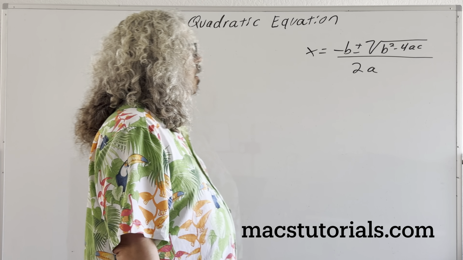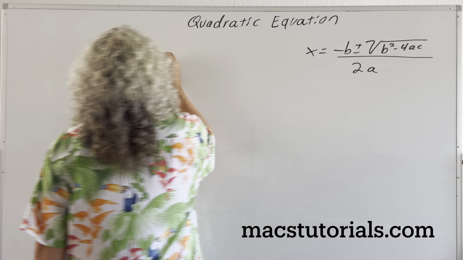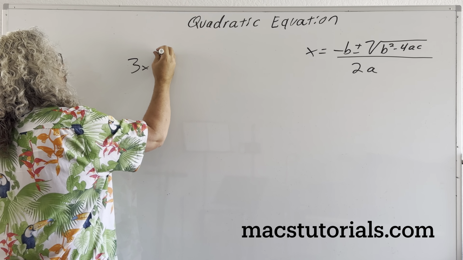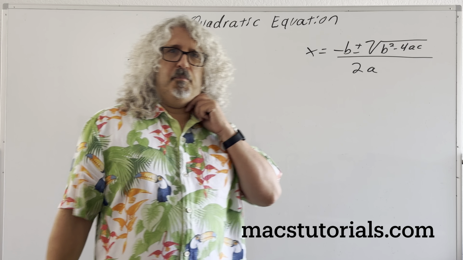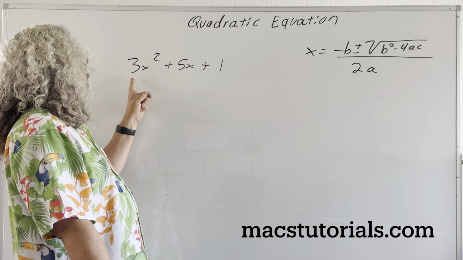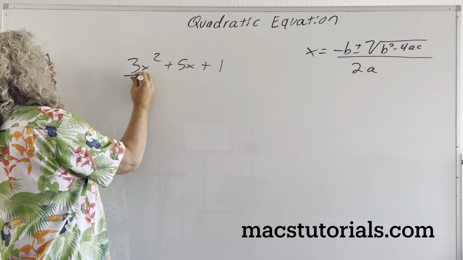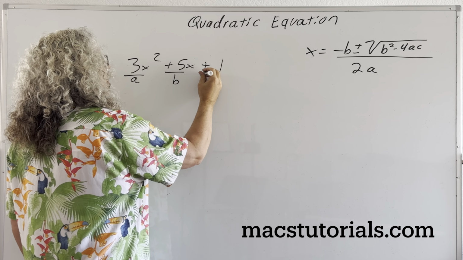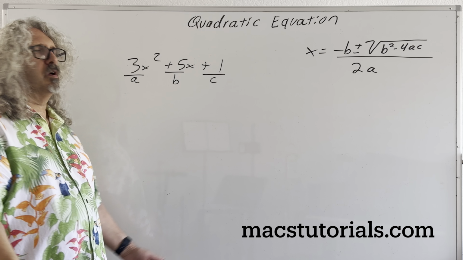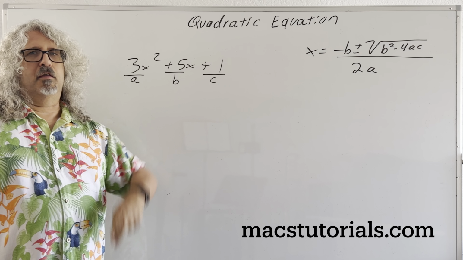Let's see, I've got a couple over here. Let's go: 3x squared plus 5x plus 1. Here's what the a, the b, and the c mean. It has to do with the coefficients of the x squared, the x, and the number. Whatever is in front of the x squared, we call that the a. Whatever is in front of the x, we call that the b. And whatever number is floating out here, we call that the c. So in this equation, that's our a, that's our b, and that's our c.